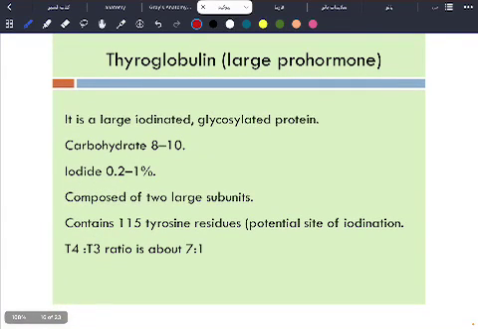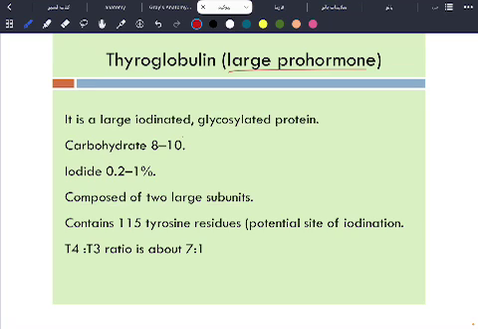Thyroglobulin basically is a large pro-hormone. It is called a pro-hormone because it will be cleaved to produce the hormone. The real meaning of pro-hormone is that you are cleaving the molecule and you produce hormones from this molecule rather than modification of certain amino acids and cutting of these amino acids. So it can be called a pro-hormone molecule.